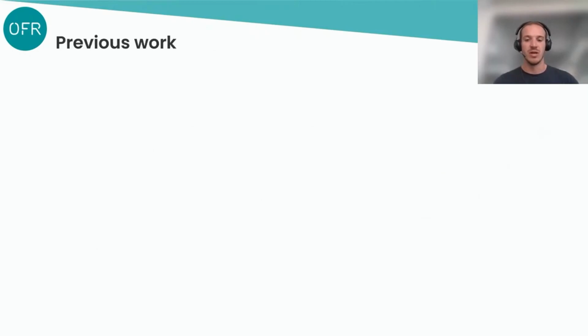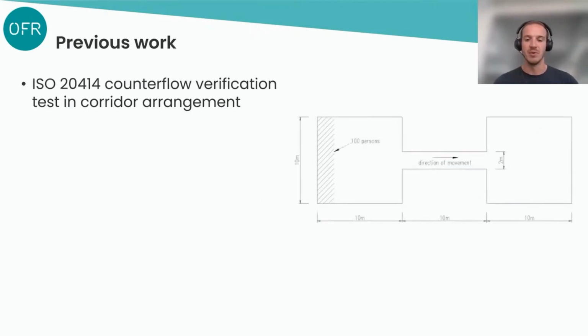Some previous work, the kind of benchmark for some of this, is in the ISO 20414, which provides a counterflow verification test in a corridor arrangement. So as shown on the screen here, we have two rooms that are connected by a 10-metre long corridor, and the test has varying levels of counterflow from 0 to 1, with 0 being unidirectional flow and 0.5 being an equal number of participants walking in opposing directions.